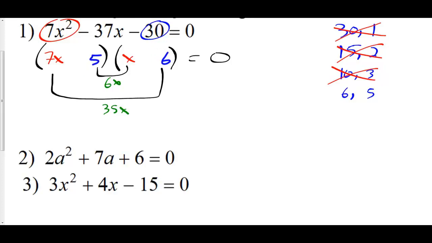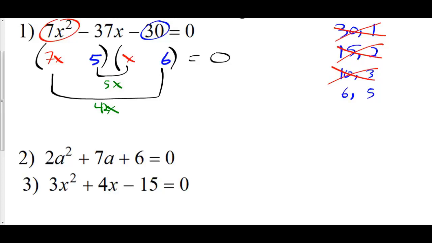So I'm going to change the 6 with the 5. And now I'm going to multiply the outsides. I'm going to get 42x on the outside and 5x on the inside, I believe. 5x and 42x, if I add those, it's 47x, but if I subtract them, it's 37x.